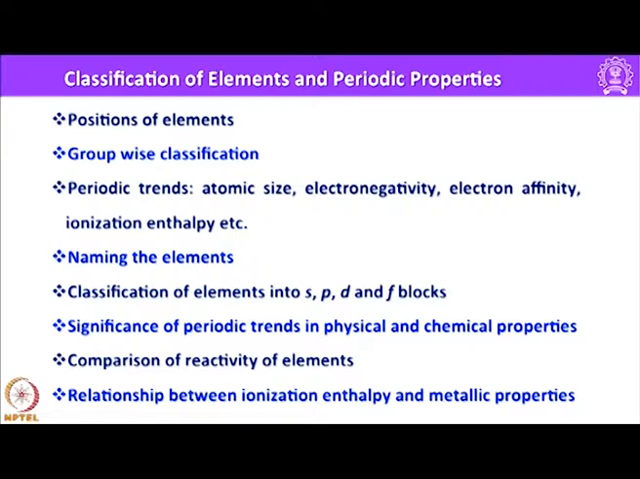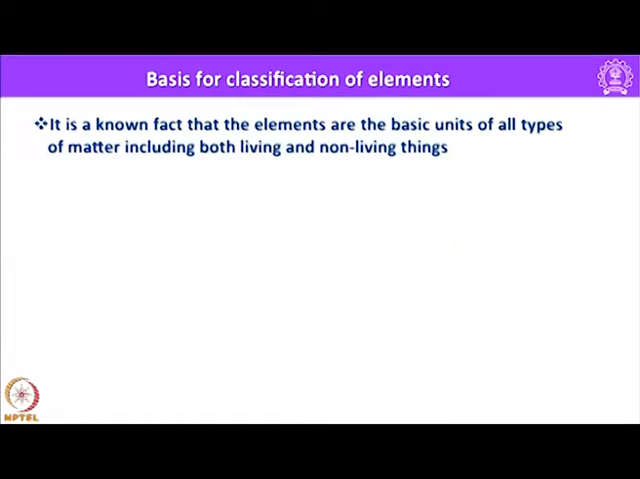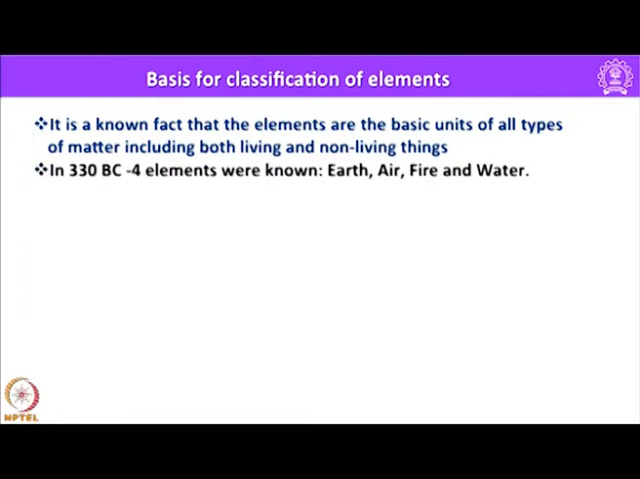So, first let us look into the basis for classification of elements, and we all know that the elements are the basic units of all types of matter, including both living and non-living things. In 330 BC, only 4 elements were known. They were earth, air, fire and water.